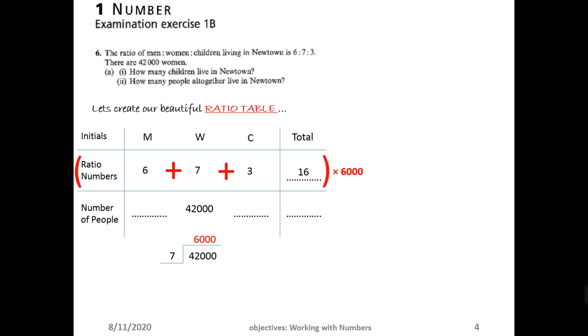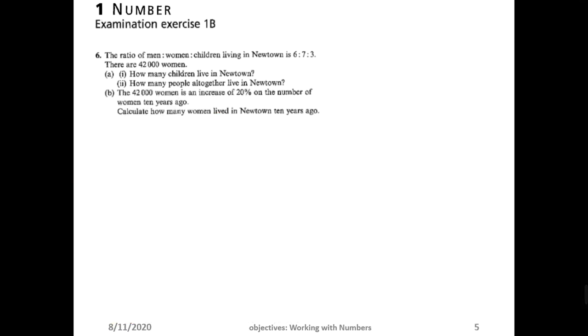6 times 6,000 is 36,000. 3 times 6,000 is 18,000. 16 times 6,000 is 96,000. To check on your work, just add the number of people. You must end up with the total, which is 96,000. Now, the number of children in Newtown is 18,000. The total number of people is 96,000.